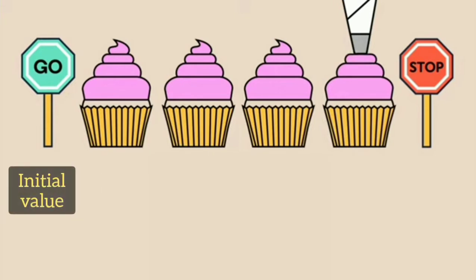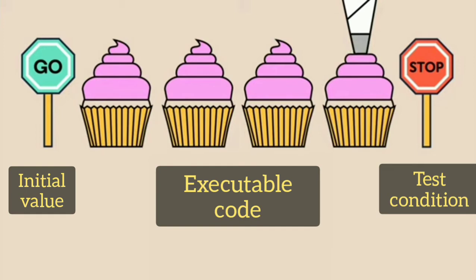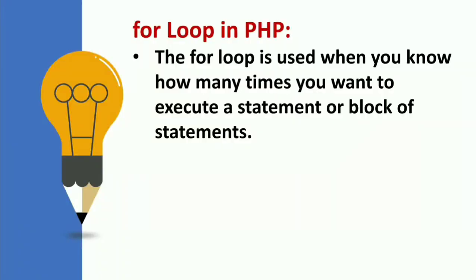So to execute a loop, first of all we need initial value and test condition. So stop value is actually called as test condition, and executable code. We need a set of codes to execute multiple times. So as I said, we do have 4 different types of loops. Let us start with for loop.